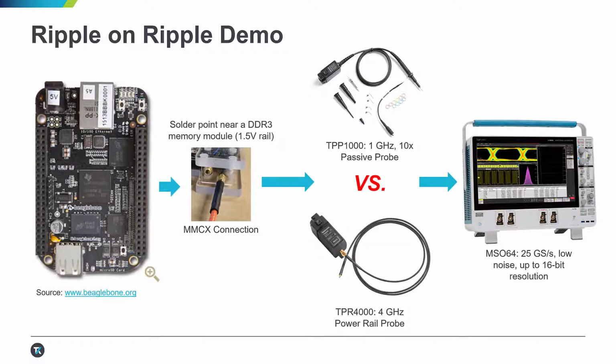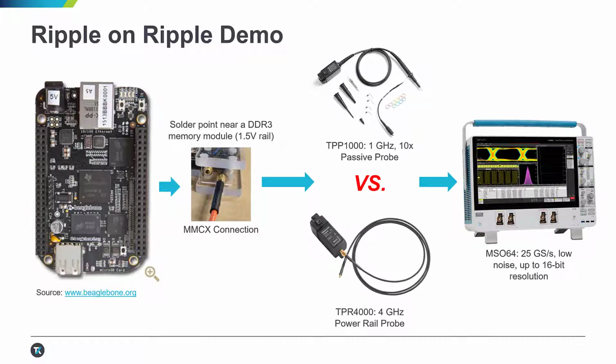And to do that, we're going to use two different probes and compare the results of how each of them captures the ripple effectively. So the first probe that we're going to use is our TPP1000. That's a 1 gigahertz 10x passive probe. It's the probe that we supply with all of our 5 and 6 series oscilloscopes. It's a very good probe, very low loading, and we're going to compare that against the TPR 4000, which is again our 4 gigahertz power rail probe.